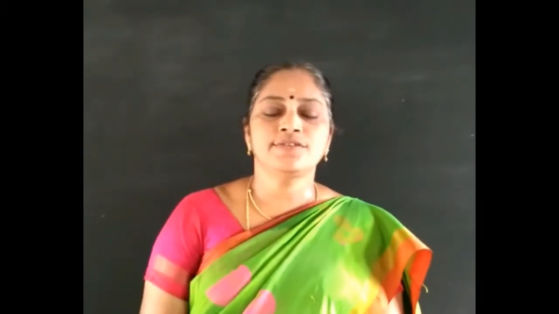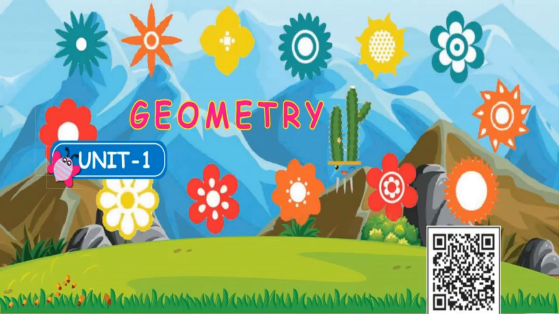Hello students, today we are going to see Standard 4 Maths, Unit 1 Geometry. Geometry is the study of shapes. In this chapter, we are going to discuss iterative shapes. Iterative shapes means repetition of shapes to form a finished figure. Come, let's move on to the video session.